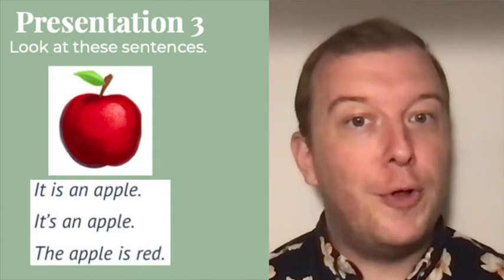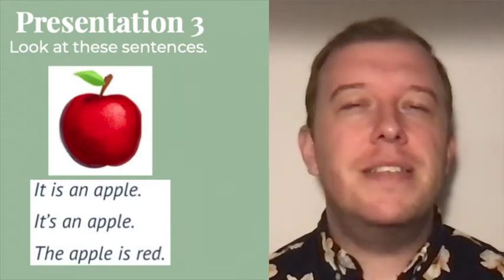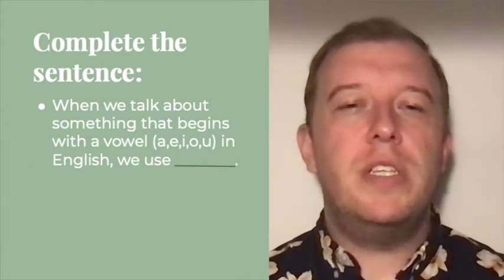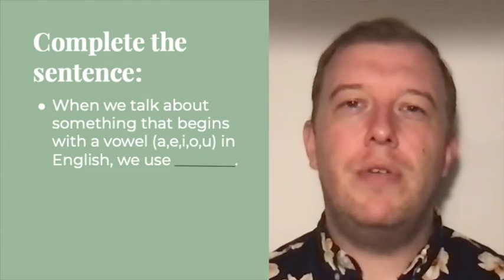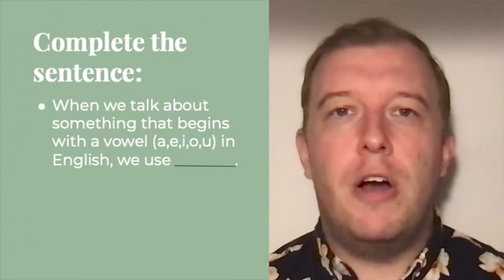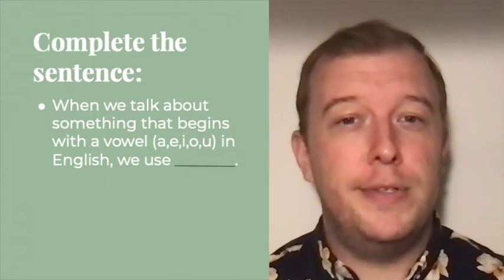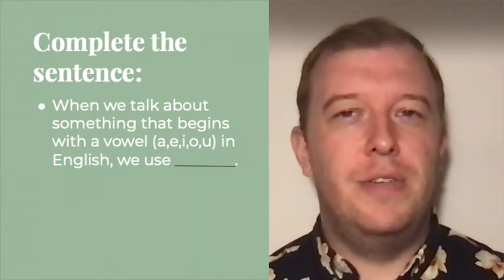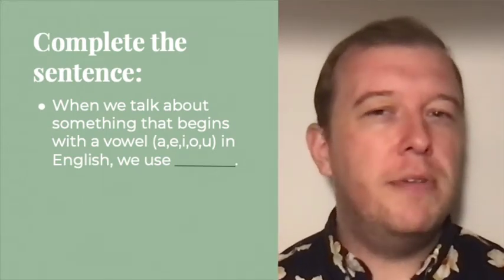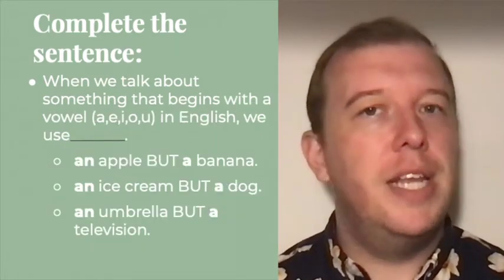It is an apple. It's an apple. The apple is red. Let's think about this example as we move on. Now, let's think about this. When we talk about something that begins with a vowel in English, we use what? And remember, vowels are A, E, I, O, and U. Those letters are vowels. So, pause the video and think about this for a second. Did you get it? Let's see. When we talk about something that begins with a vowel in English, we use an, not a.